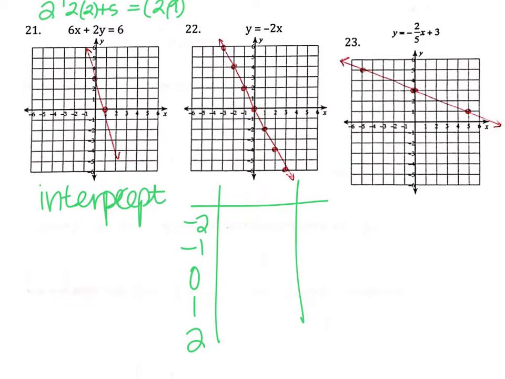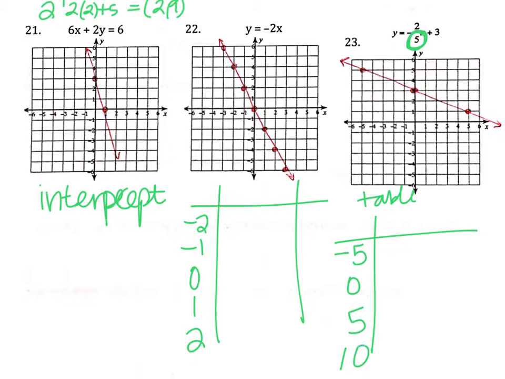And then question 23, again, is good for a table of values, but remember, because you've got this fraction here, you want to use 5 to choose your values. So numbers like -5, 0, 5, 10, 15, 20 are all good numbers to use in your table of values. Whatever you do tomorrow, if you do a table, you're going to need to show your work.